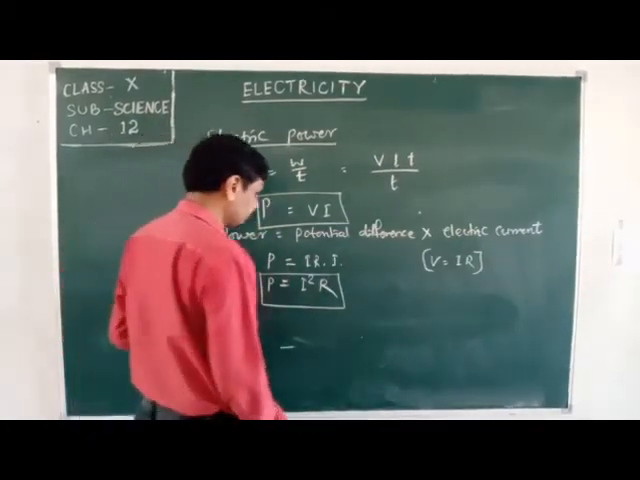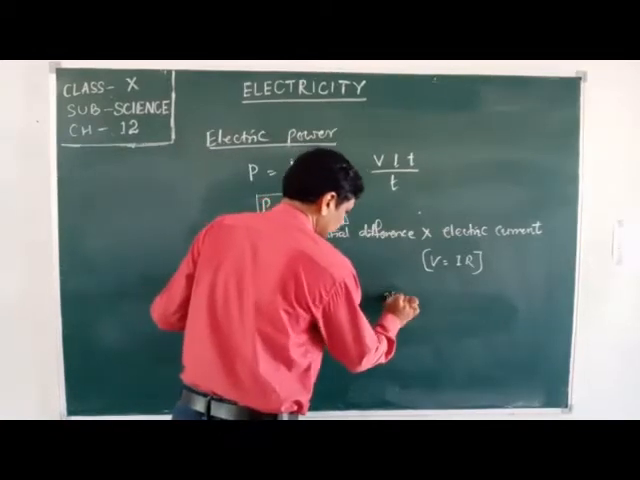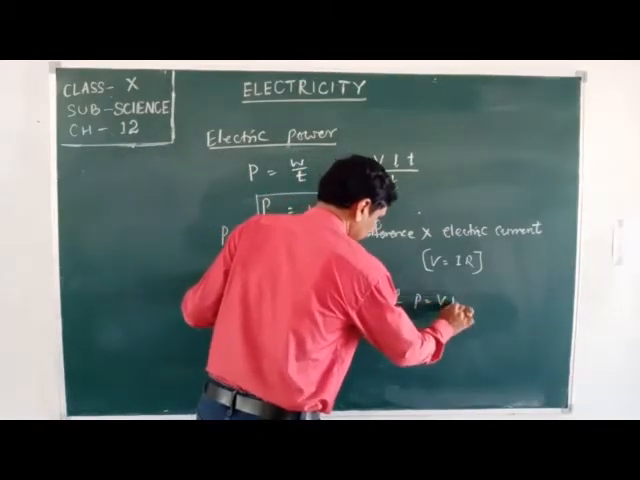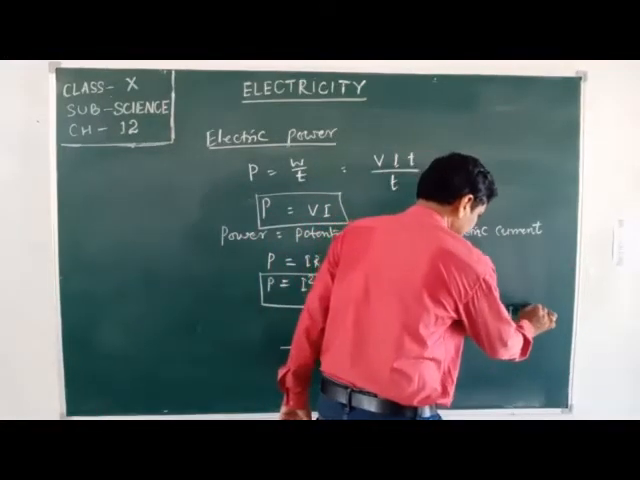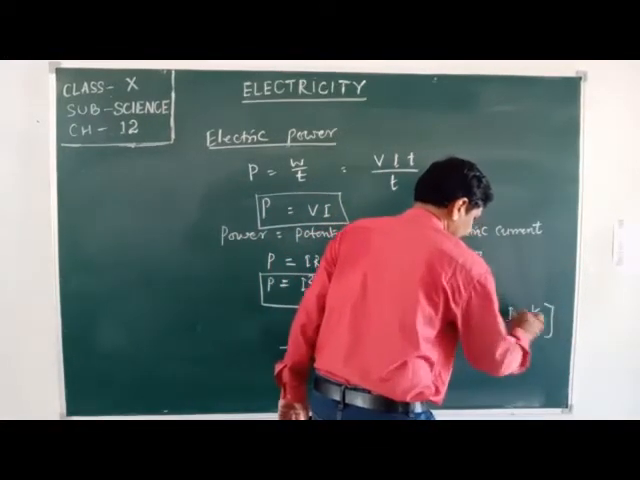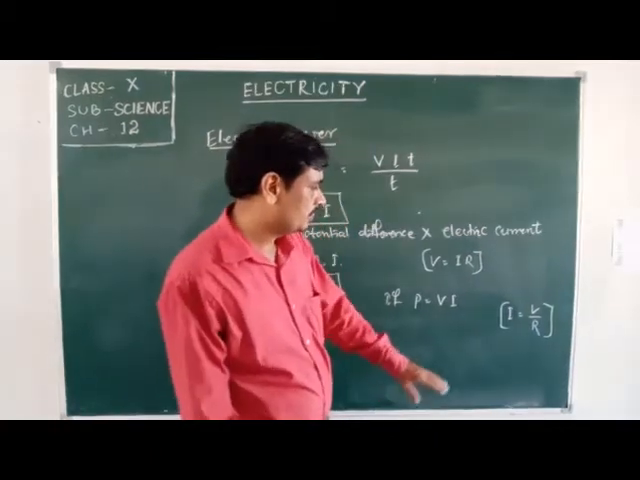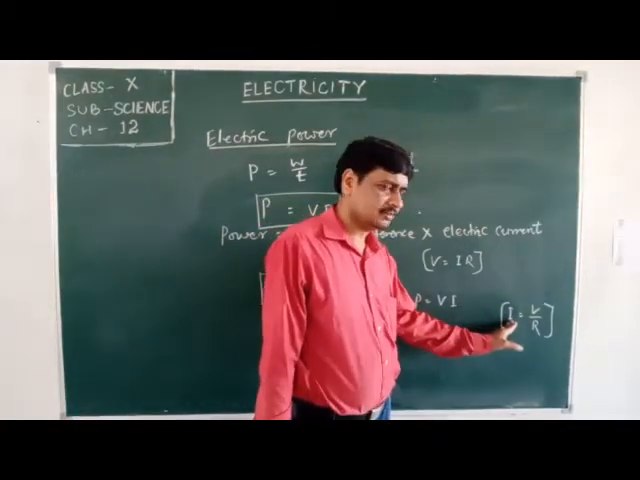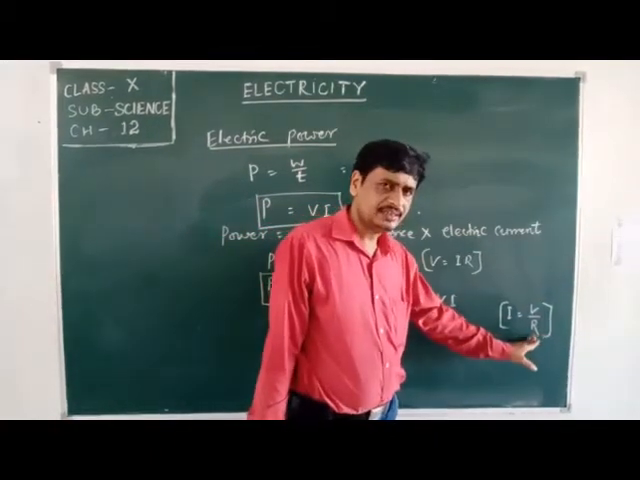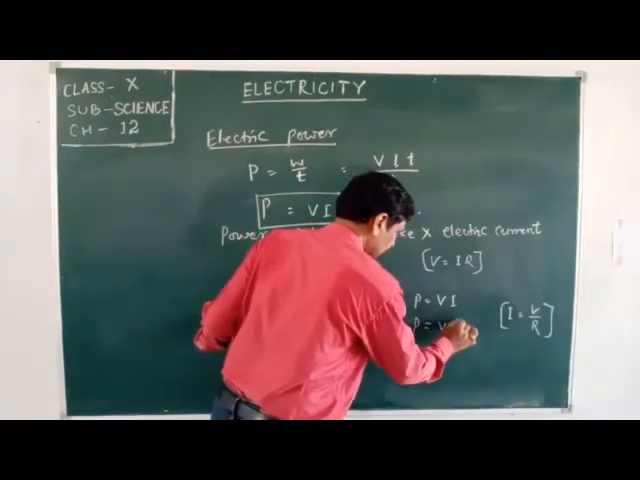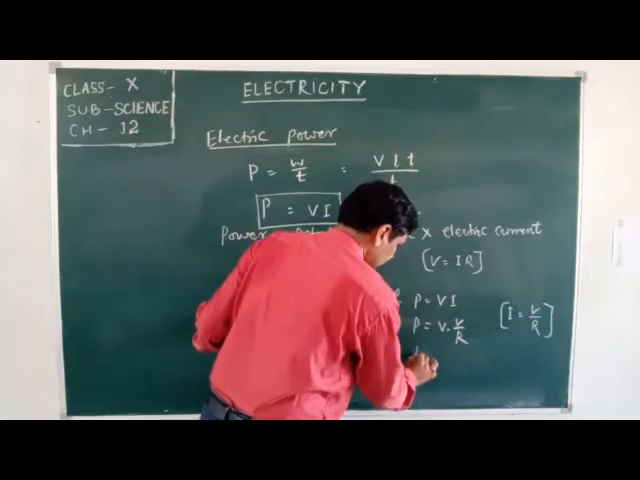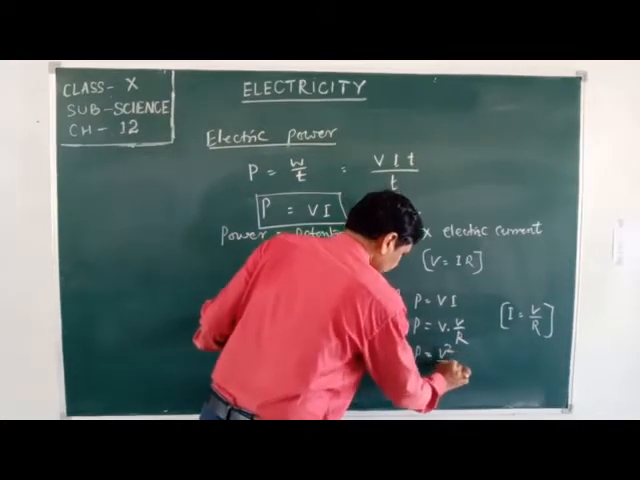Next, if P is equal to VI, we can put in place of I as V by R. From Ohm's law, current is equal to potential difference by resistance. So P is equal to V into V by R. So P is equal to V square by R.